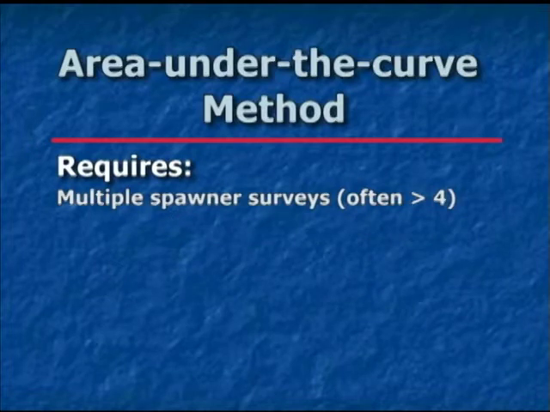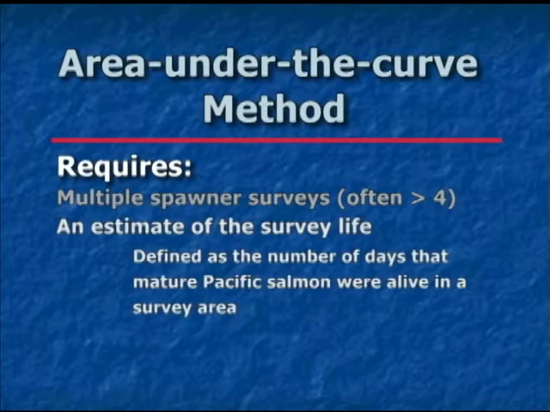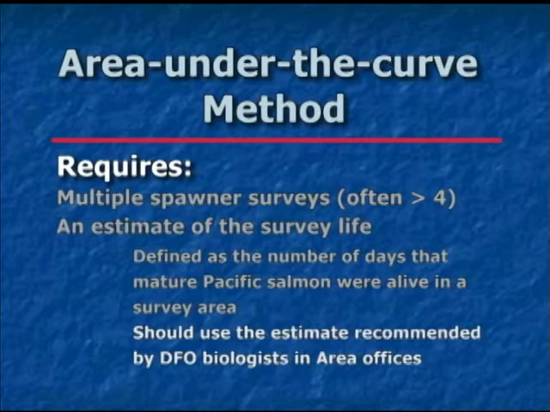The first is these multiple spawner surveys, and typically we prefer to do 4 or more surveys during the spawning period. It also requires an estimate of the survey life, which is defined as the number of days that mature Pacific salmon were alive in the survey area. And we should also use an estimate that has been recommended by the DFO biologists, as they're the experts on the species and the conditions in the stream.